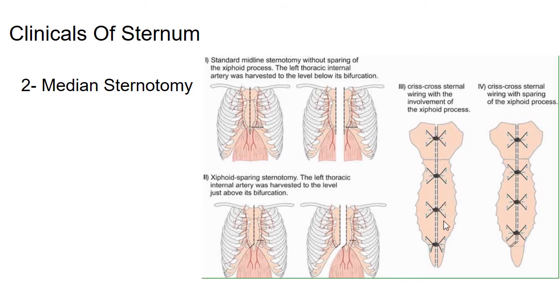This image is showing the crisscross sternal wiring with involvement of the xiphoid process, and this fourth image is showing the crisscross sternal wiring with sparing of the xiphoid process.